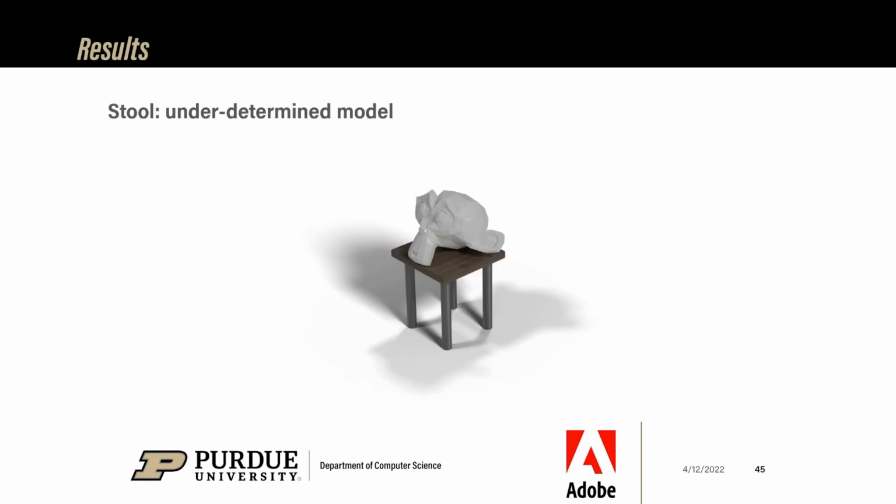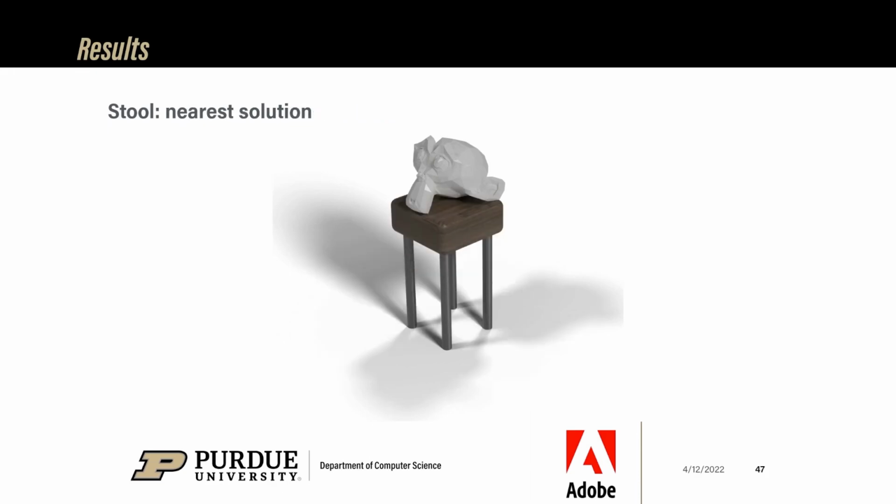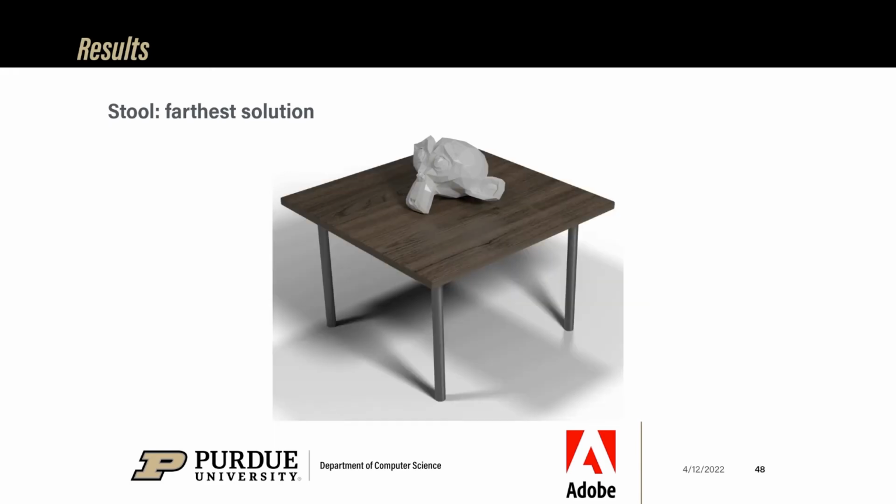Next is a typical example of a model that undergoes an underdetermined edit. It is a stool with an object on it. If we move the object up, then we can either make the seat thicker or lengthen the legs. This one is the solution that changes parameters the least. This one is the solution that changes parameters the most.